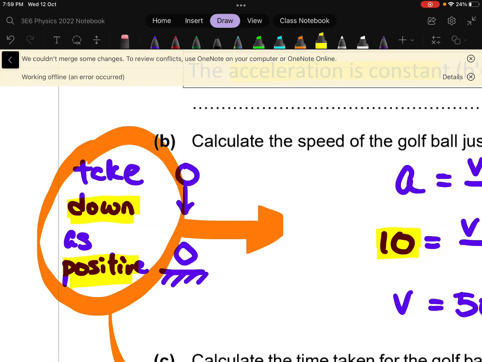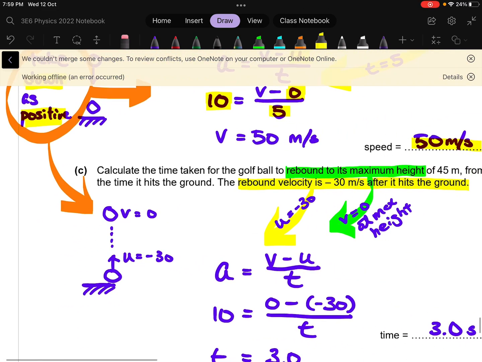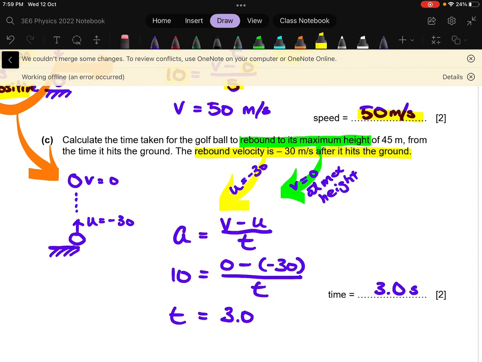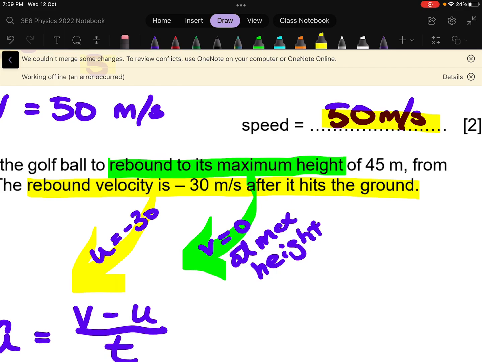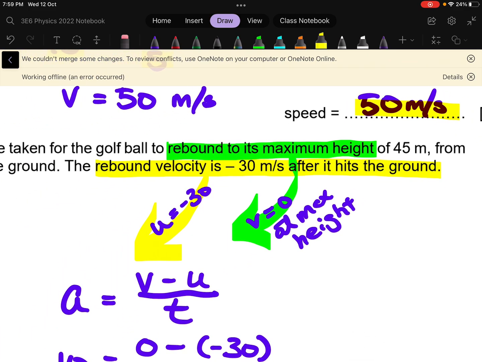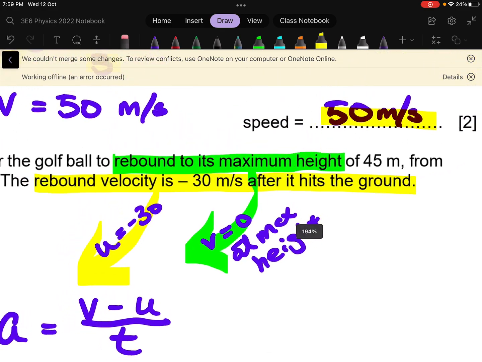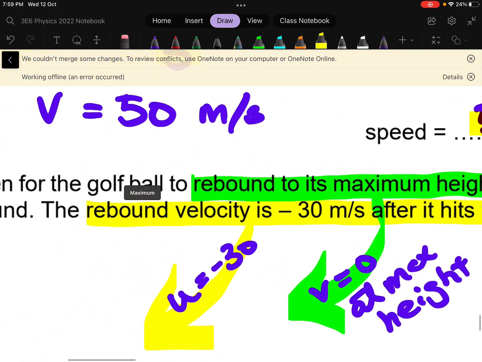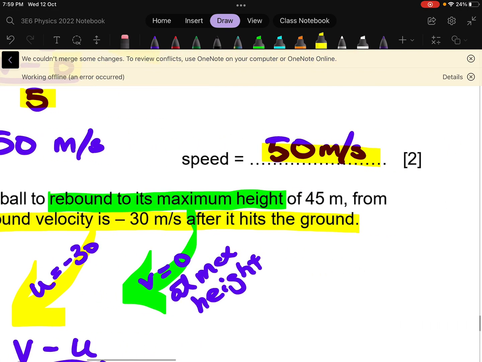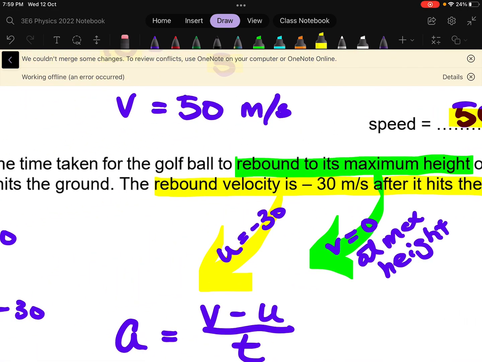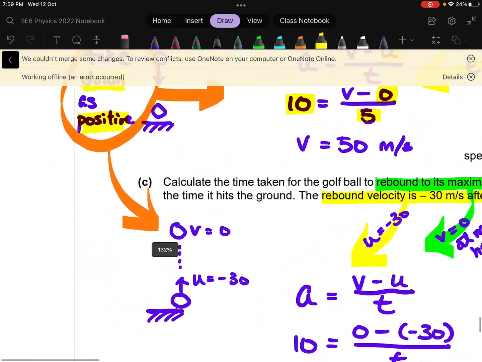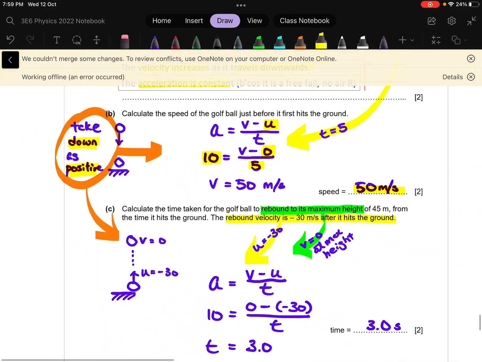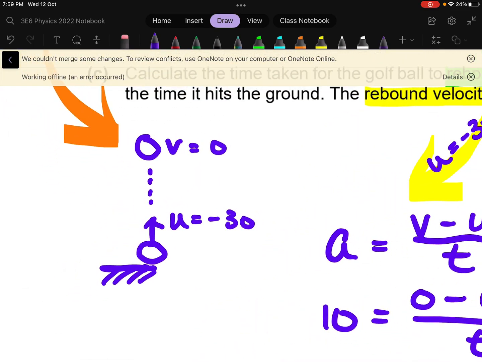Now, once you have set the downward direction as positive, please maintain it to all the parts of the question. So in the next question, you were told that it actually rebound to a height of 45. So when you rebound, basically at the time of rebound, your velocity is going to be 0. And they actually tell you the rebound velocity right after it hits the ground, meaning that u is going to be minus 30. Now, why is it minus? Because initially you take downward as positive, so when the ball rebound, it rebound upwards. So when it rebound upwards is our negative direction. That's why you have the initial velocity minus 30.